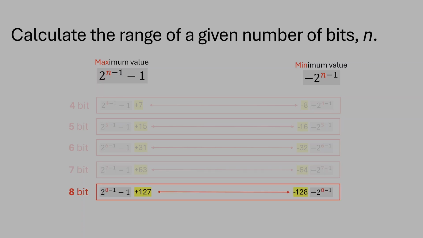Okay, so if you look across all of these, plus 7 to negative 8, plus 15 to negative 16, plus 31 to negative 32, plus 63 to negative 64, plus 127 to negative 128.